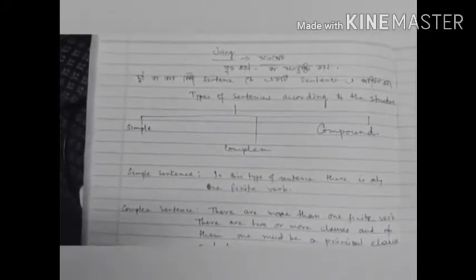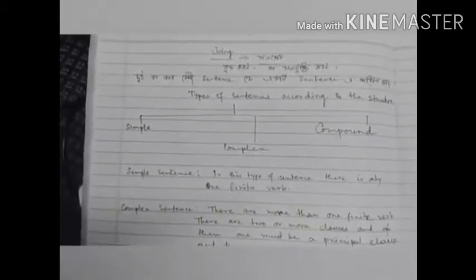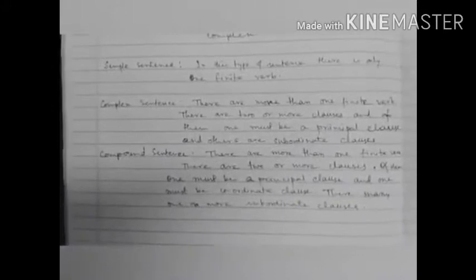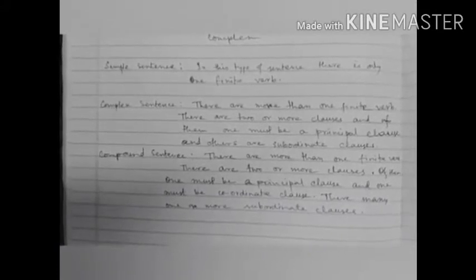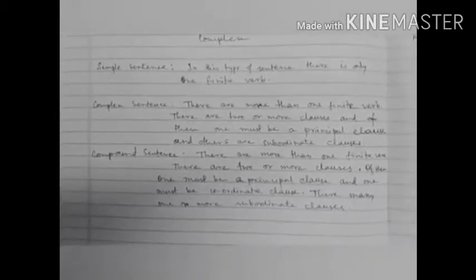You all know there are three types of sentences according to the structure. They are simple, complex, and compound. I am not going into details of these three types of sentences, but you very likely know the features of these three types of sentences. In a simple sentence, there is only one finite verb.